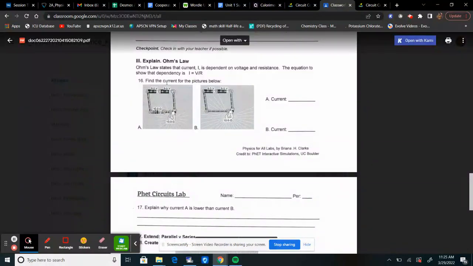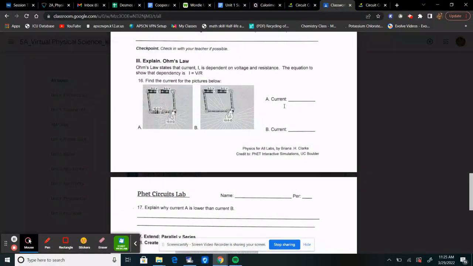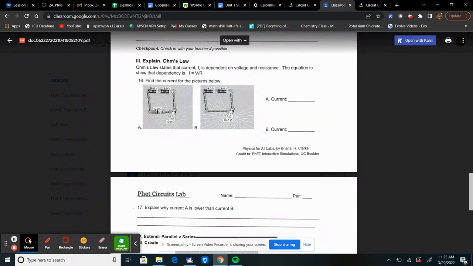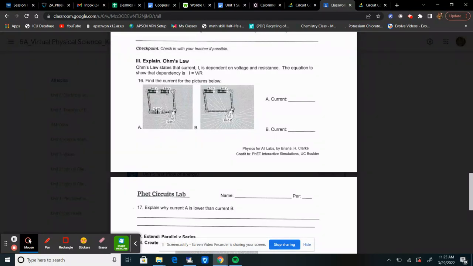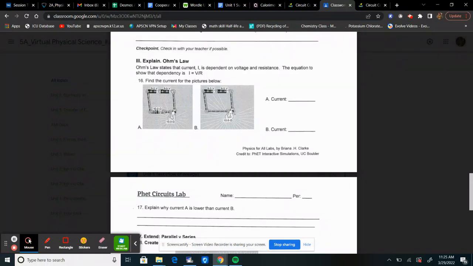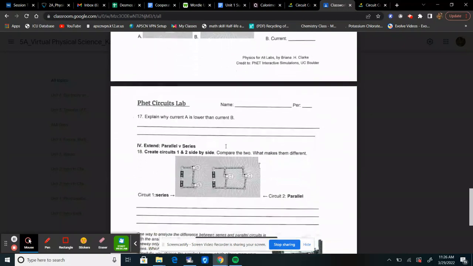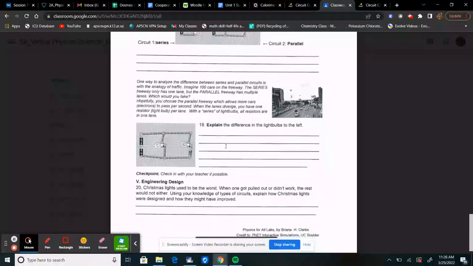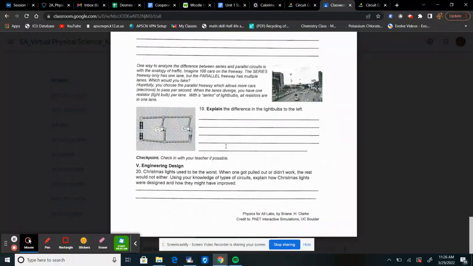Here we are in part 3. They're just asking you to calculate the current. Again, remember, current is voltage over resistance. And yes, you're going to need to add it all up together. So your total voltage in both of these pictures is going to be 18. In A, your resistance is going to be a total of 20 ohms. And in picture B, your resistance is going to be a total of 10 ohms. So again, you're going over series versus parallel. Any questions in regards to it?